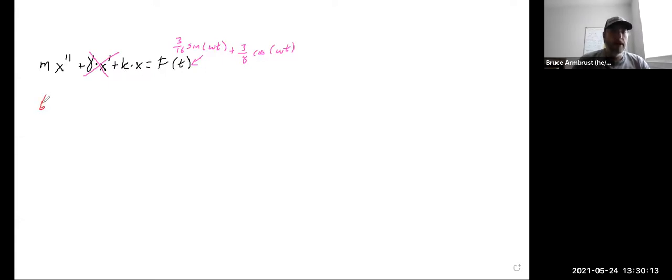So we know we've got a 6-pound weight. Let's use that first to find m. So m times 32 is going to equal 6. So m is 6 over 32 or 3/16. That's how you find what the mass is, and this is in slugs.